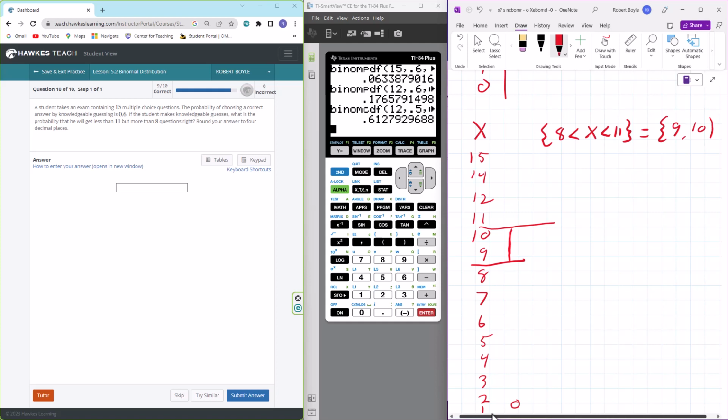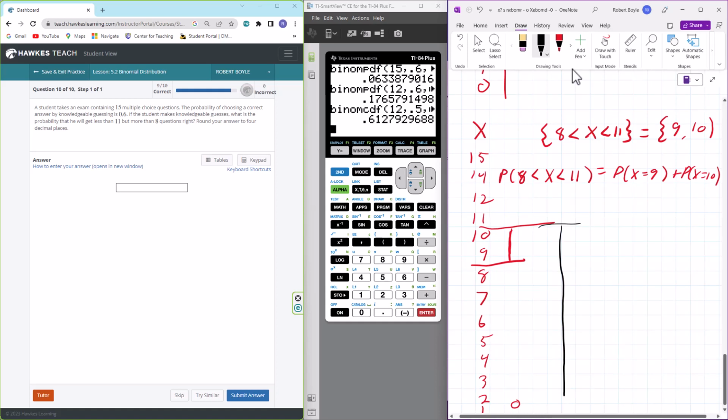Now, once again, there are two ways to do this. The probability of X being greater than 8 and less than 11 is equal to the probability of X equals 9 plus the probability of X being equal to 10. The other way that you can look at that is as follows. This right here is the event X being strictly less than 11.